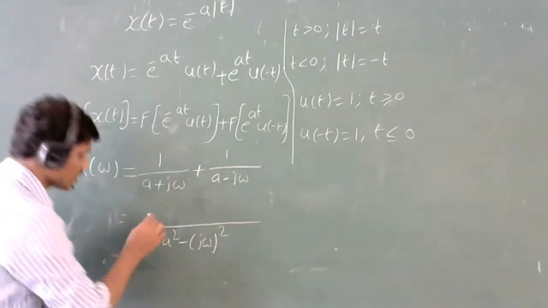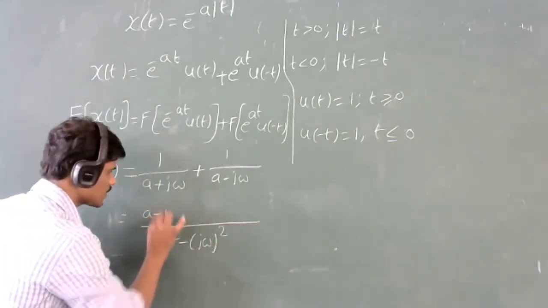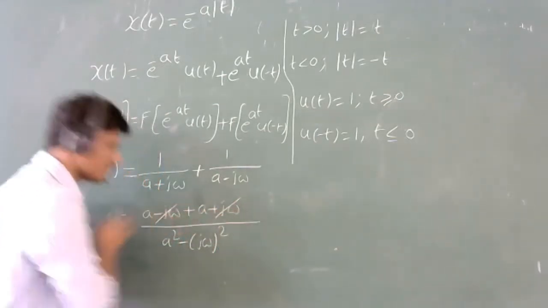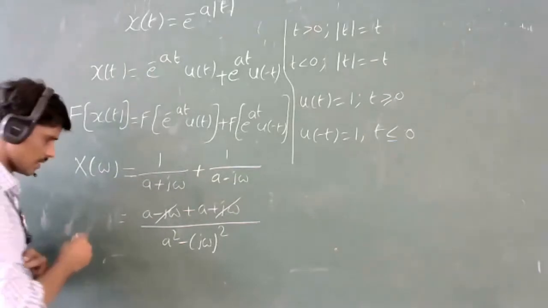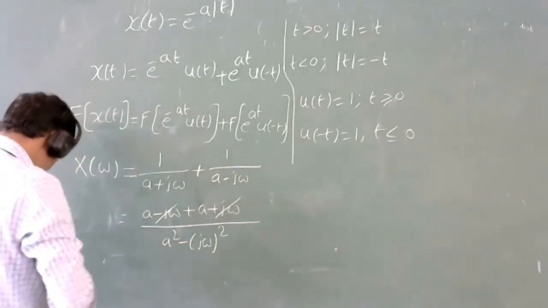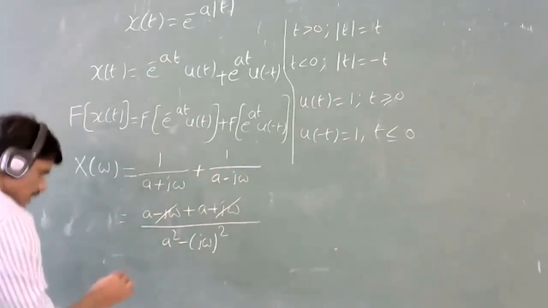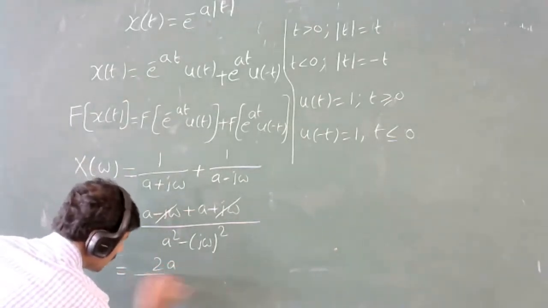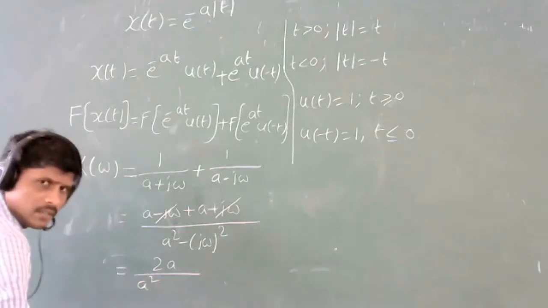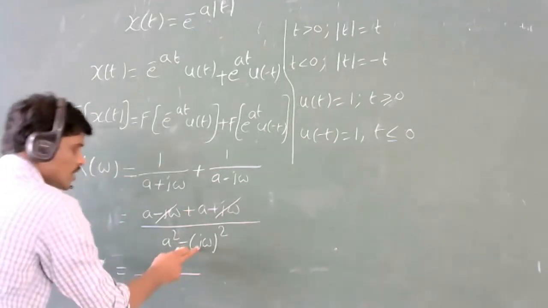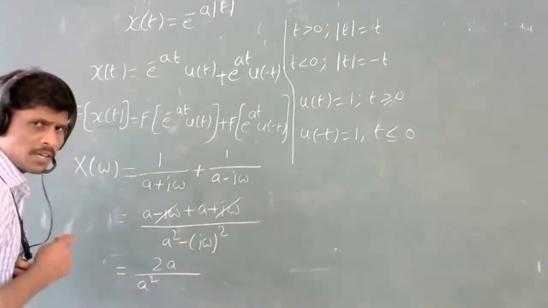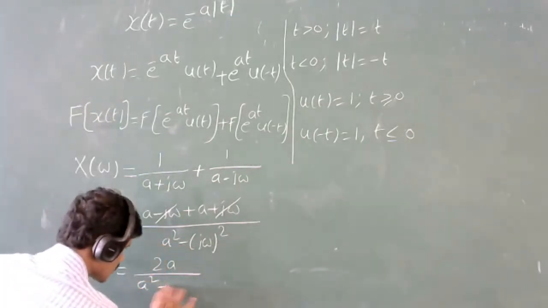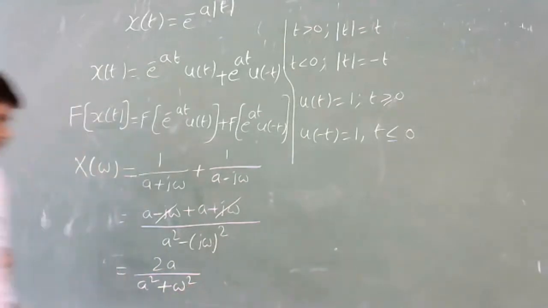What is the numerator term? a minus j omega plus a plus j omega. Plus j omega minus j omega is cancelled. And what is the remaining term? a plus a, 2a, divided by a square. What is the j square value? j square value is minus 1. Before minus there is a minus, so minus into minus gives plus: a square plus omega square.